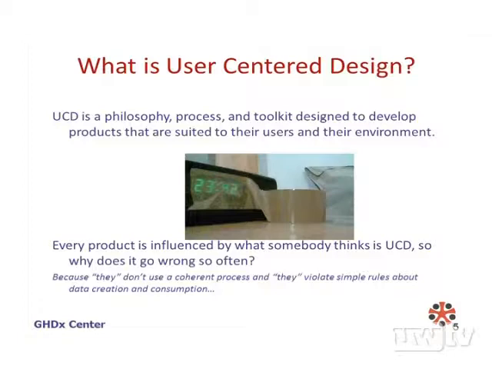But why is it that very often things don't work out that way as we had all planned? Well, it's because people will say, and I put this in quotes, they don't use a coherent process, and they violate simple rules about data creation and consumption of that data for decision making. I use they in quotes because it applies to all of us. It applies to us. Anybody can really fall into any of these traps.